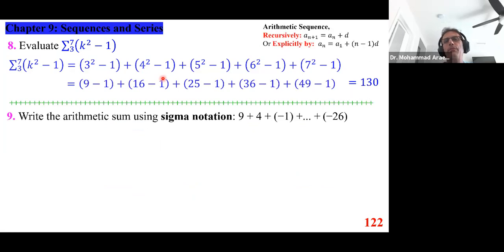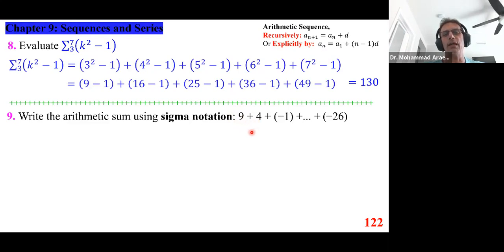Now, again, I'm putting the information for the arithmetic sequence because we want to write the arithmetic sum using sigma notation. It is important to understand the concept of sigma notation. That means using a sub n. That's the idea. So before you can write the sigma notation, you have to come up with a sub n. The first term is 9. So we are going down to 4. That means we are adding -5.